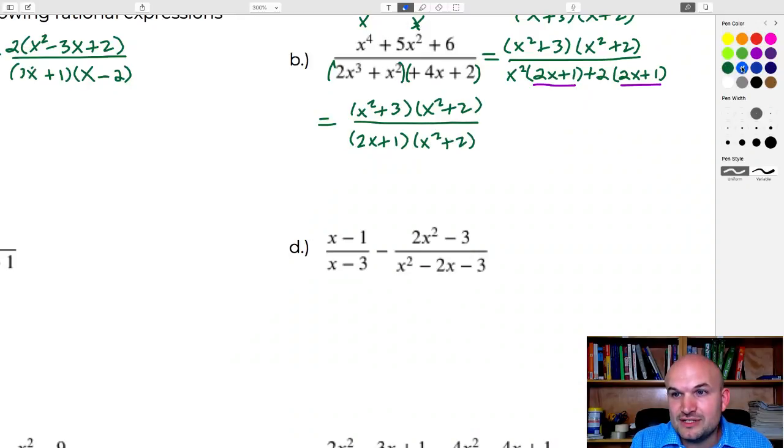Well, now, again, you can see that my expressions are separated by multiplication. So I can apply the division property and divide out the x squared plus 2's. So therefore, I'm just left with an x squared plus 3. Don't really need the parentheses, but whatever. Divided by 2x plus 1.